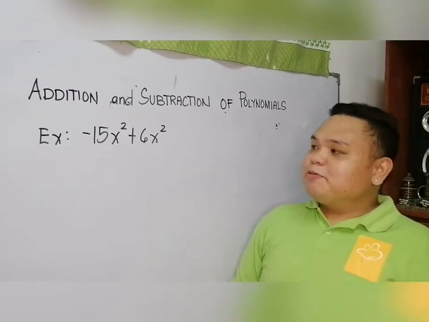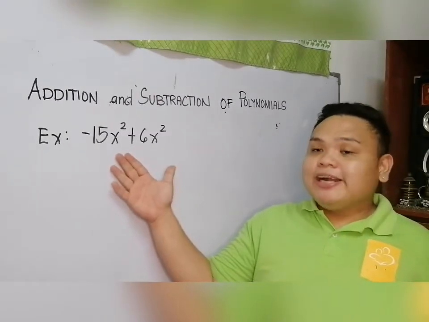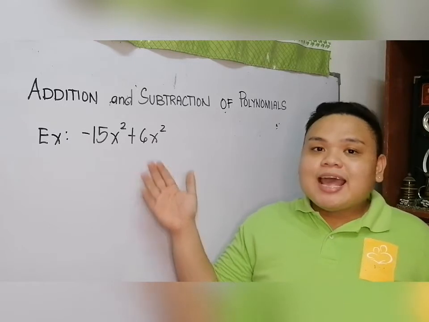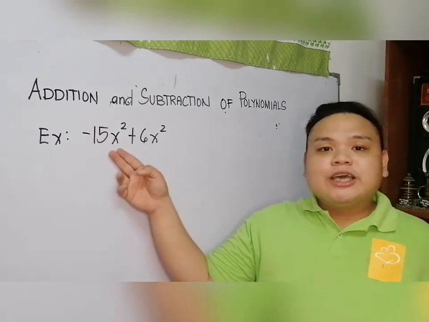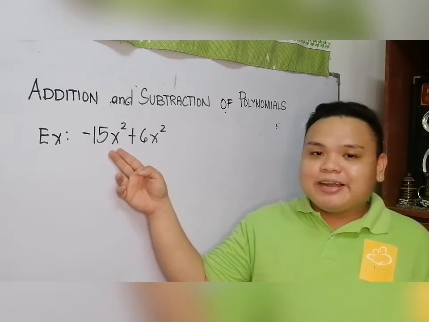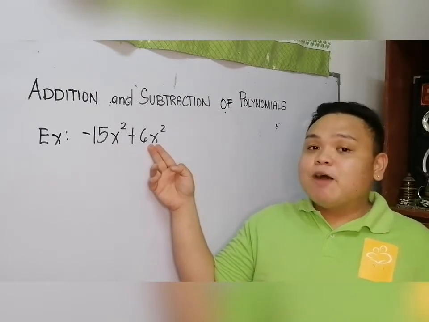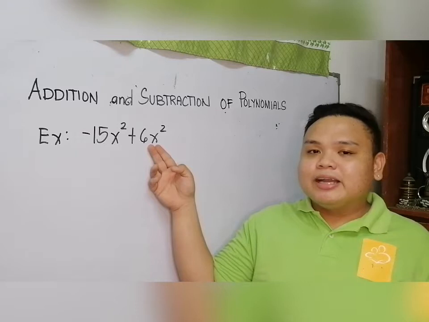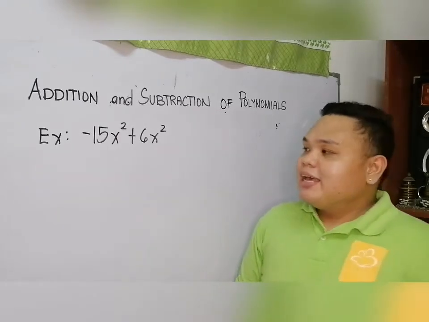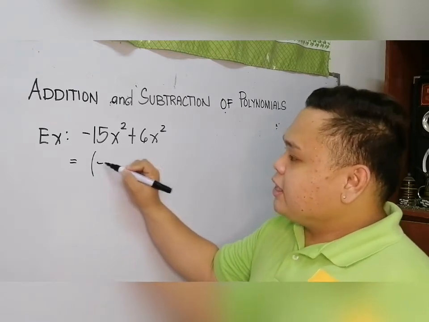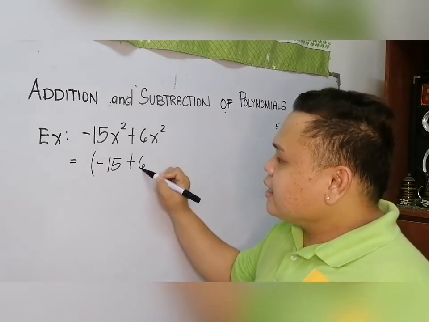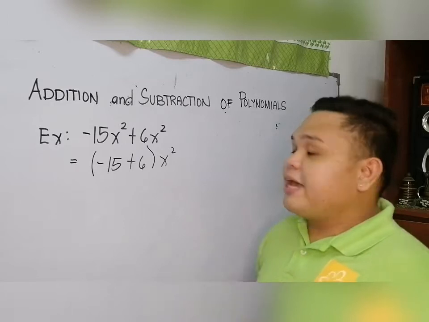For our next example, we have here negative 15x squared plus 6x squared. Again, let us check whether they are like terms. The literal coefficient of our first term is x squared, and the literal coefficient of our second term is also x squared. Therefore, we can add them. In this case, we're just going to add the numerical coefficients, which are negative 15 plus 6, and then we're just going to copy x squared.